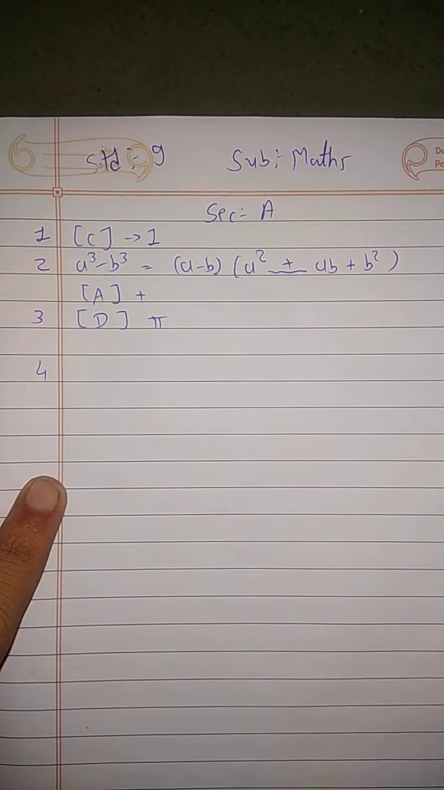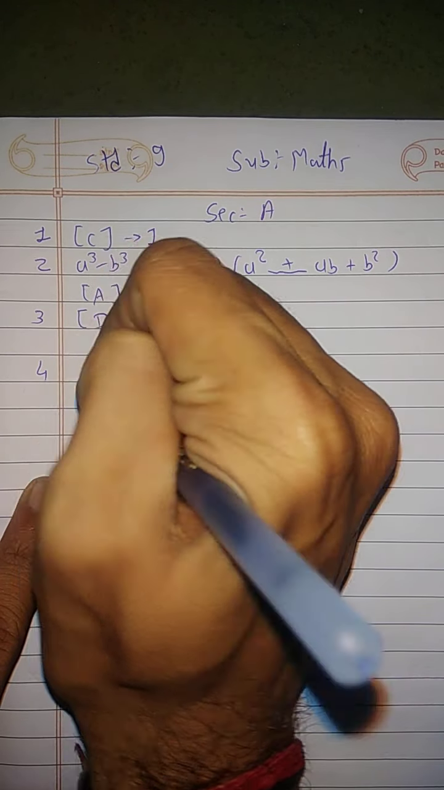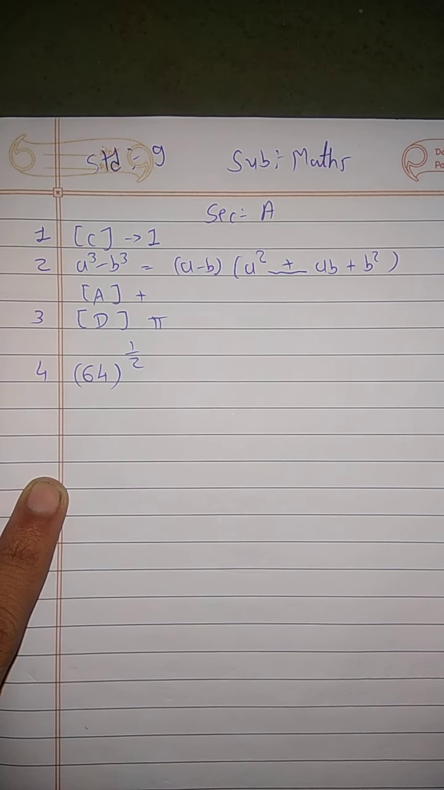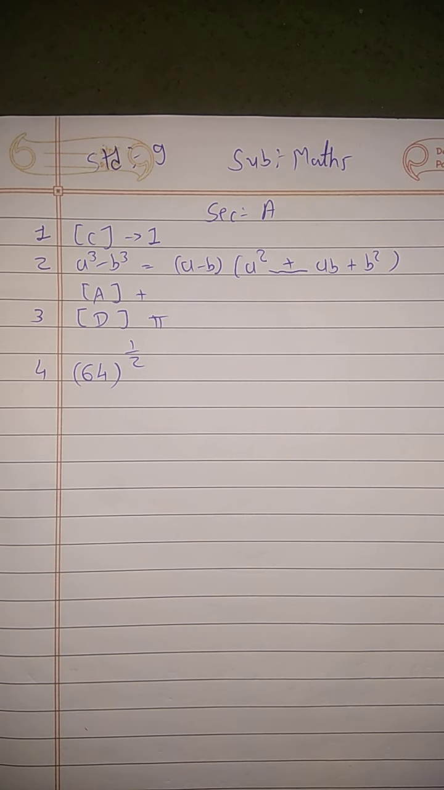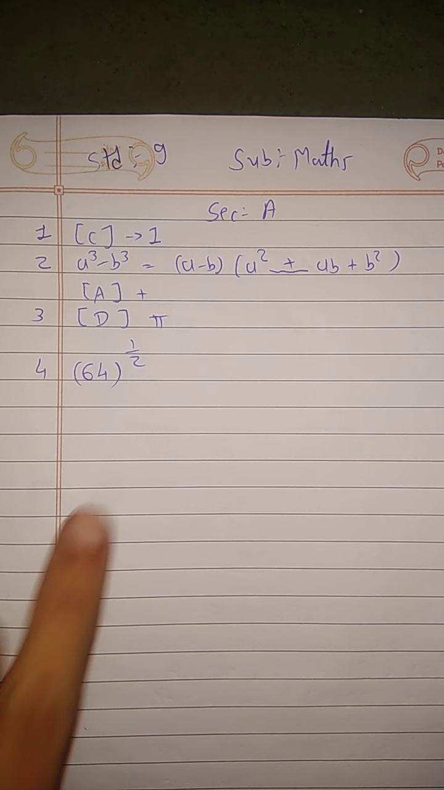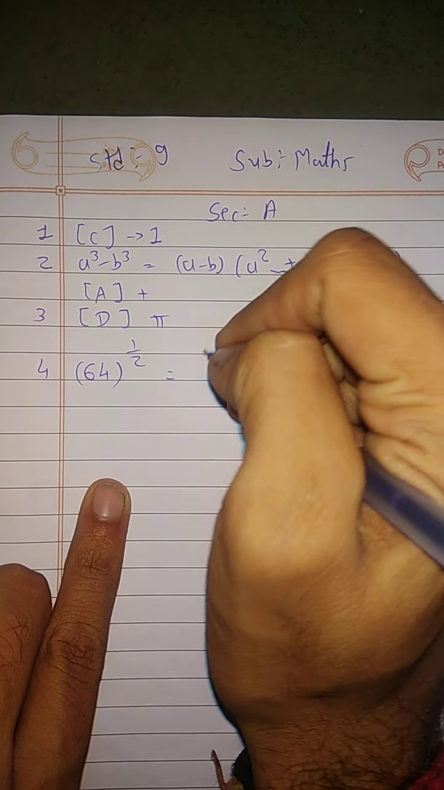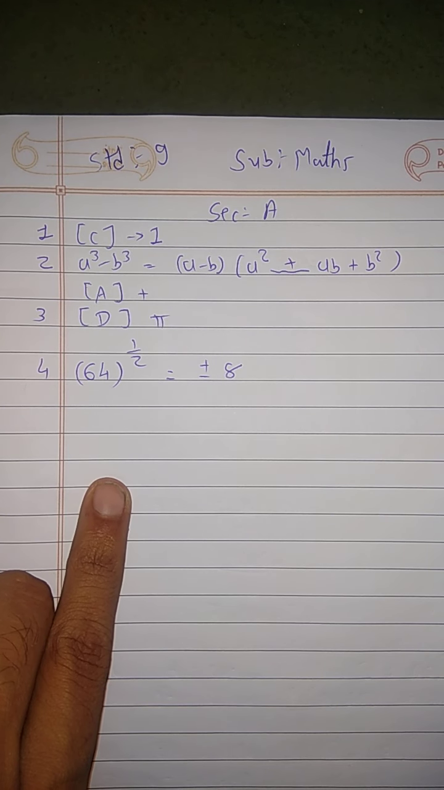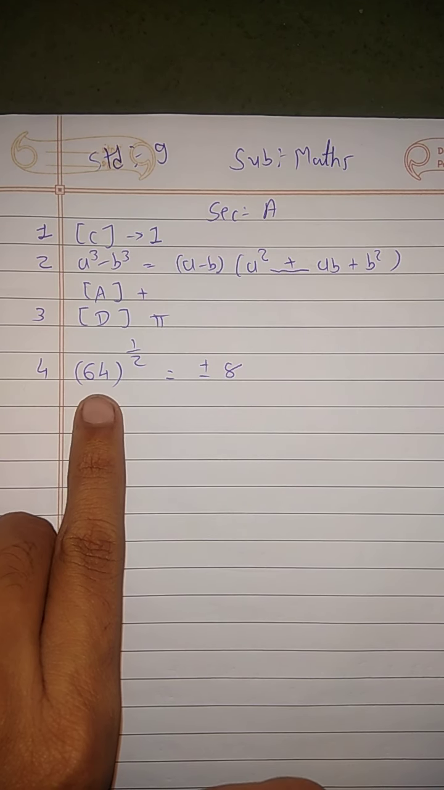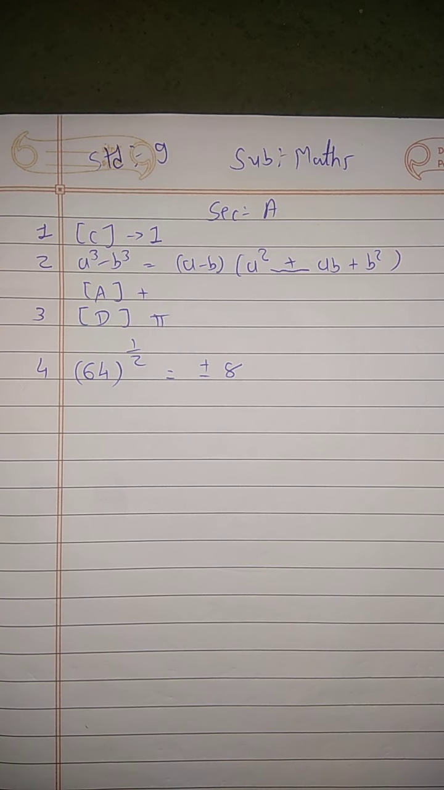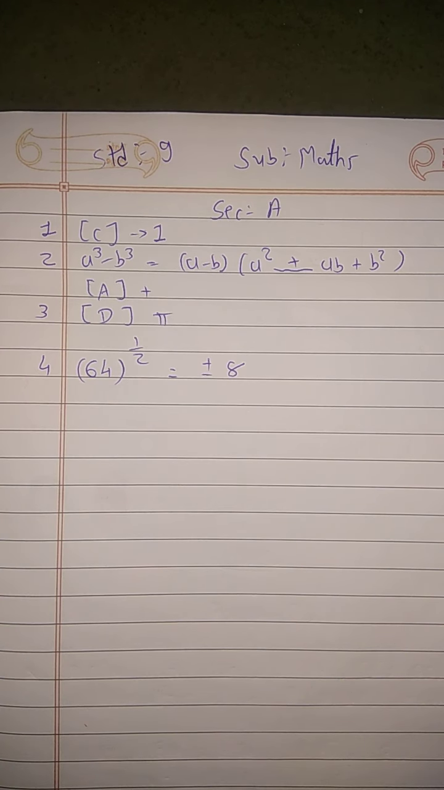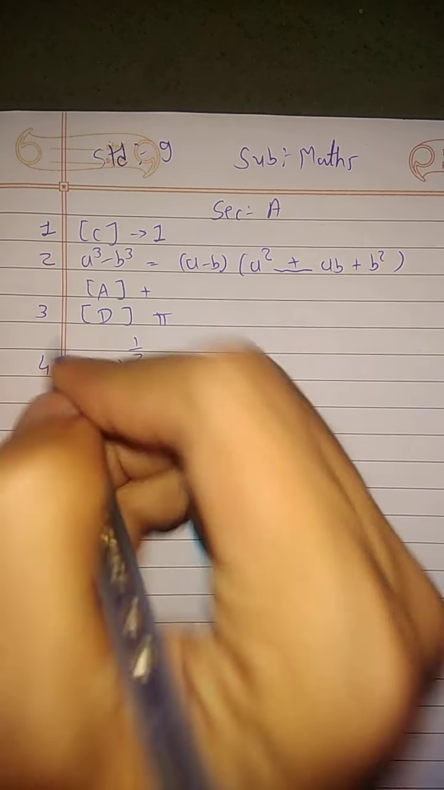After that, the fourth one is fill in the blanks. In that, 64 raised to 1 by 2. That means we need to find the square root of 64. Here we have two answers: plus or minus 8, because 8 square is 64 and minus 8 square is also 64. Here the exponent 1 by 2 means square root.